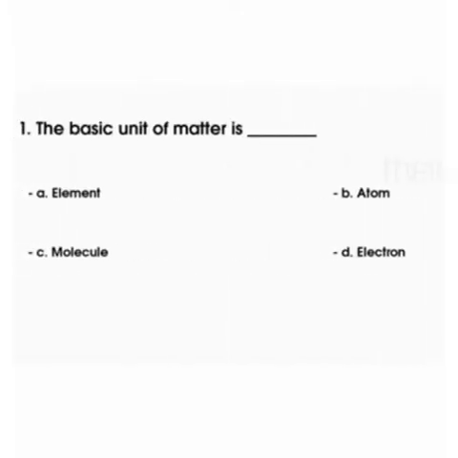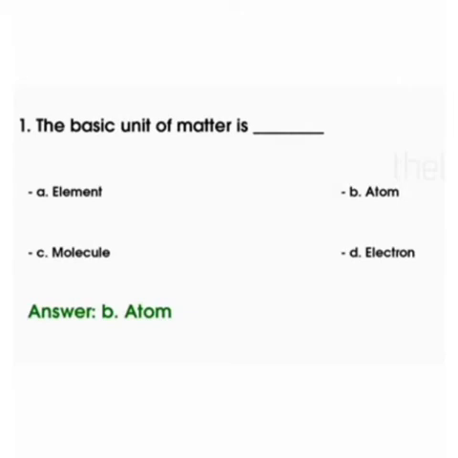The first one: the basic unit of matter is dash. The options are A. Element, B. Atom, C. Molecule, D. Electron. The answer is B. Atom.